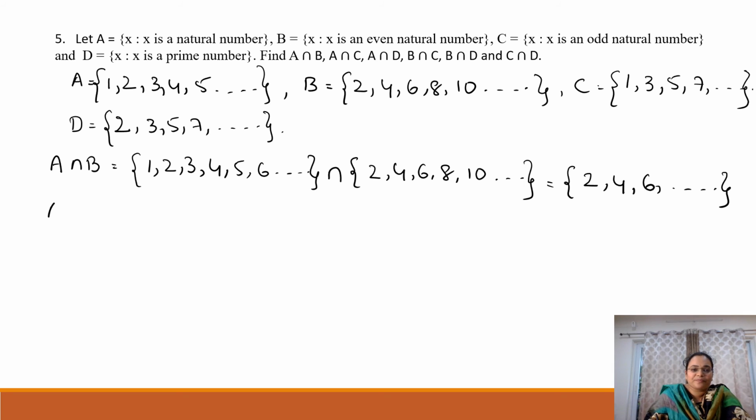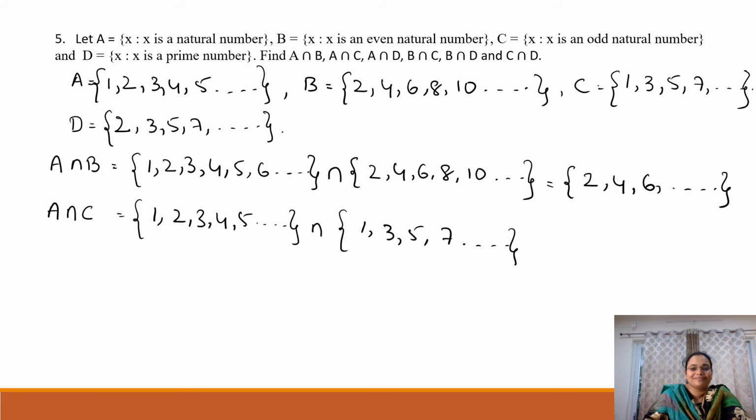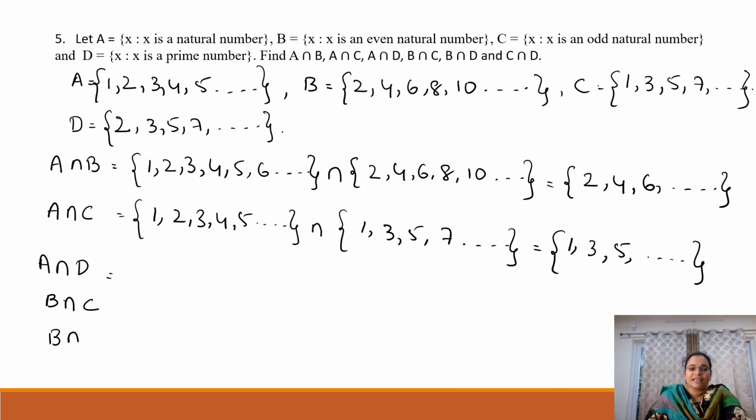In the same way, A intersection C. A is 1, 2, 3, 4, 5, and so on. Intersection. C is 1, 3, 5, 7, and so on. So intersection is the common elements in both the sets: 1, 3, 5, and so on. In the same manner, please find A intersection D, B intersection C, B intersection D and C intersection D.